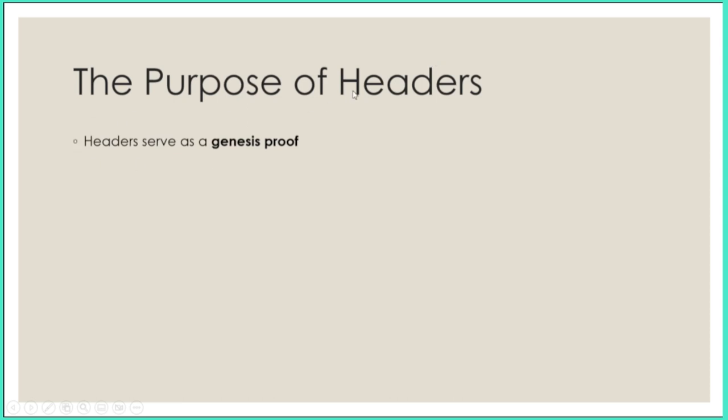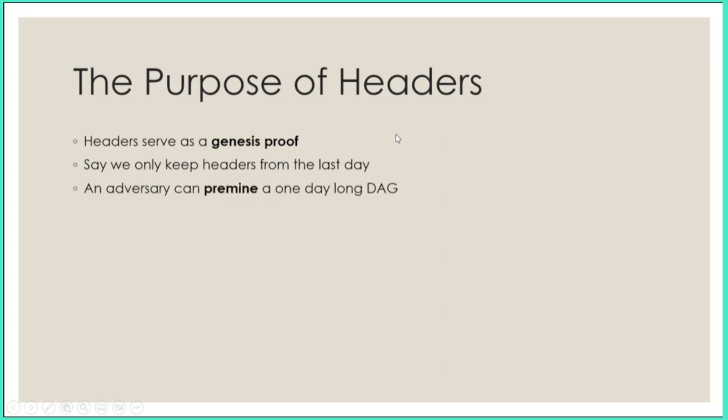So the reason we need the headers is because they serve as a genesis proof. What do I mean by that? Consider we only keep the headers from the last day, and say we have an adversary which wants to take over the entire chain. Then all the adversary needs to do is to produce a DAG which is a day long, which seems to have more work put into it.